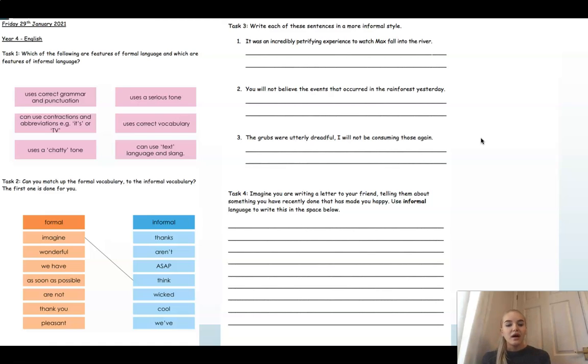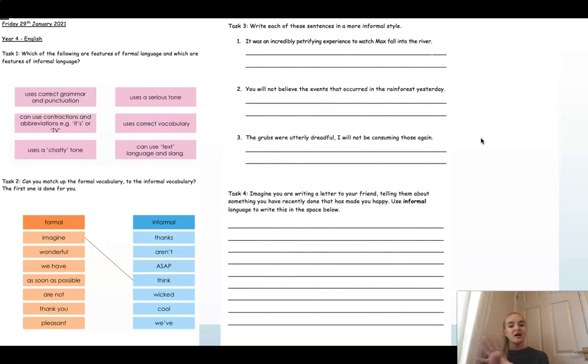Okay? No, not dear. Am I right or am I wrong? Dear. Oh, you caught me out there. Miss Newman made a mistake. The dear would be formal, wouldn't it? Hi, Jasmine would be more of an informal language. I'm glad I have you to correct me, Year 4.